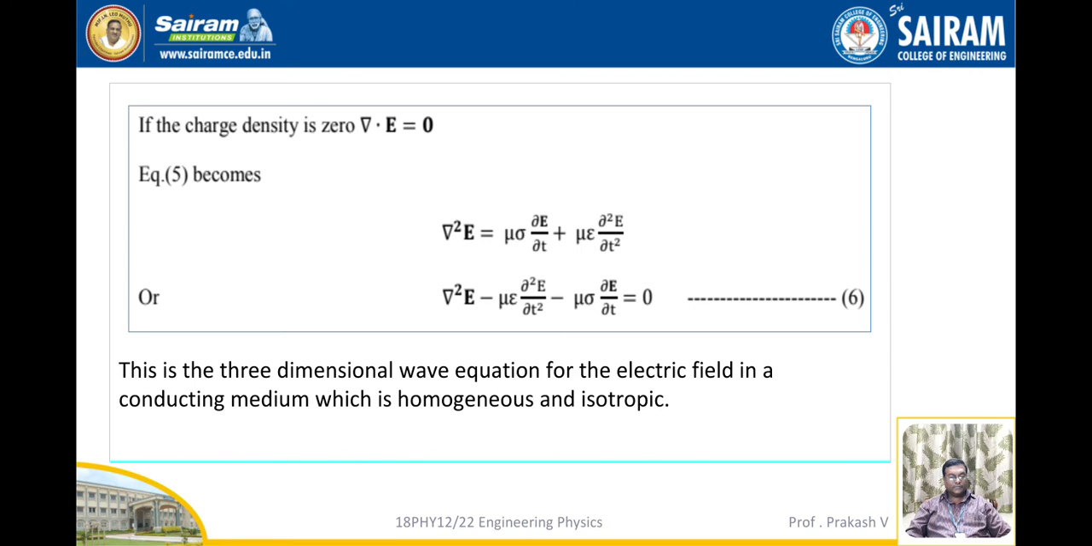Next, if the charge density is 0, that is del dot E is equal to 0, then equation 5 can be written as del square E is equal to mu into sigma dou E by dou T plus mu into epsilon dou square E by dou T square. Finally, del square E minus mu into epsilon dou square E by dou T square minus mu into sigma dou E by dou T is equal to 0. That is considered as equation number 6. This is the three-dimensional wave equation for the electric field in a conducting medium which is homogeneous and isotropic.